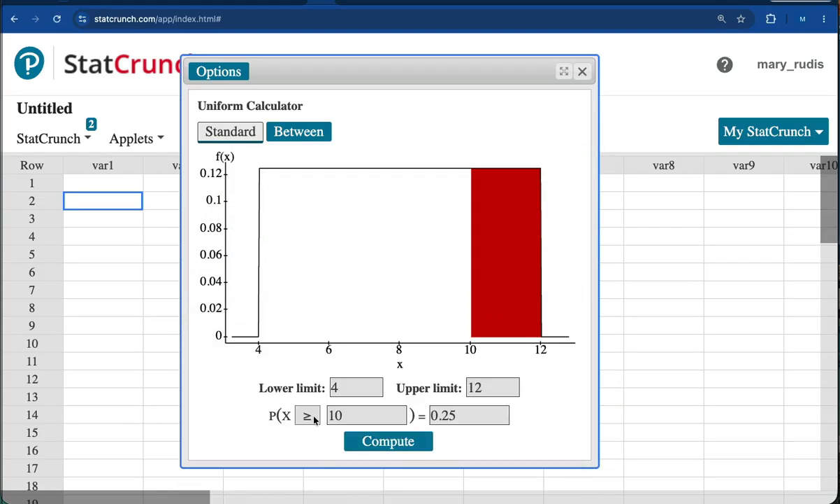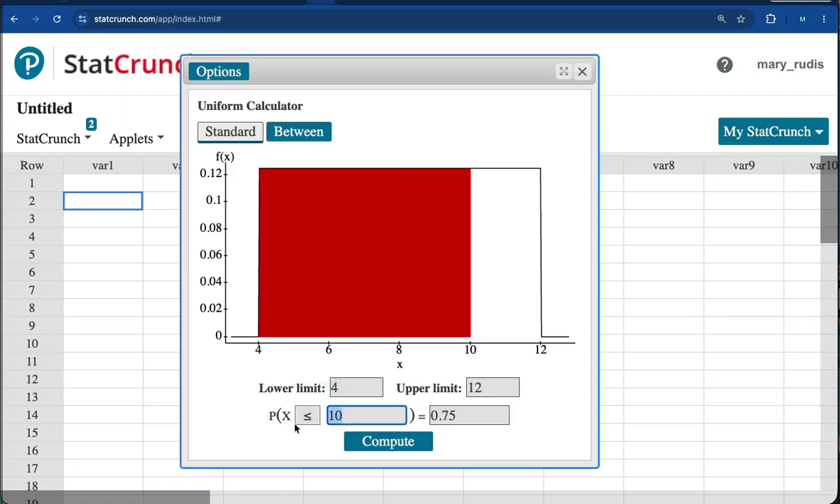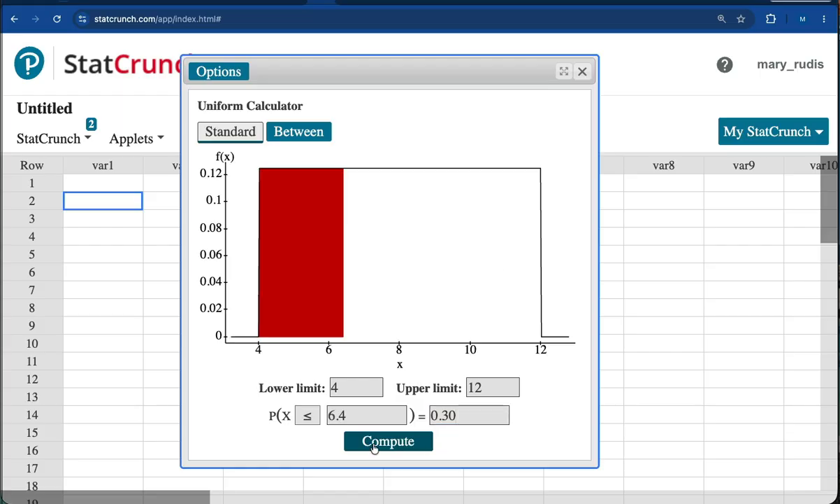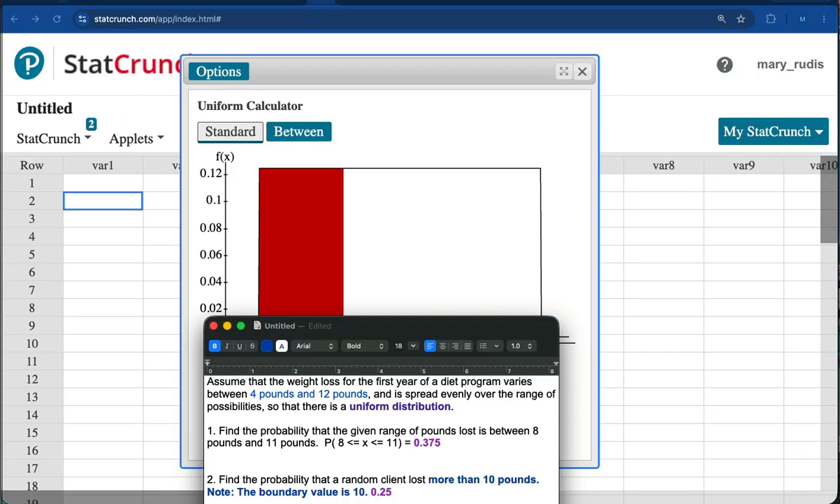So over here, still standard. And instead of greater than, we want less than. Now we want to delete the 10 there, and we're not filling in anything, because that is our missing boundary value. We do not know it; that's what we're solving for. The probability itself is our percentile, so that's 0.30. And I'm going to hit compute. There's our boundary value right there, 6.4.